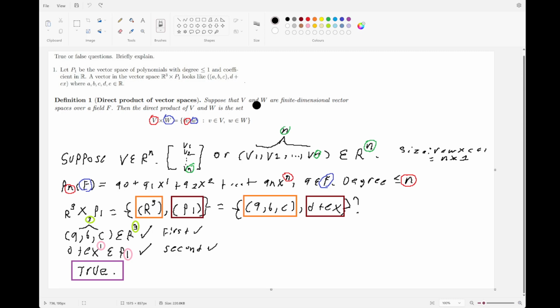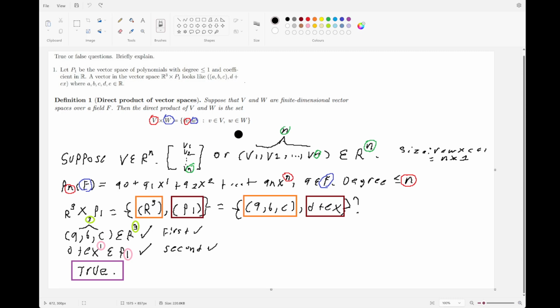So suppose that V and W are finite dimensional vector spaces over a field F, which could be like R, C, whatever you want. Here, specifically, it's R. Then the direct product of V and W is the set V times W equals (v, w), and you'll see that the order is listed with the first one listed here, then the second one listed here, with some vector v, an element of the vector space V, and some vector w, an element of the vector space W.